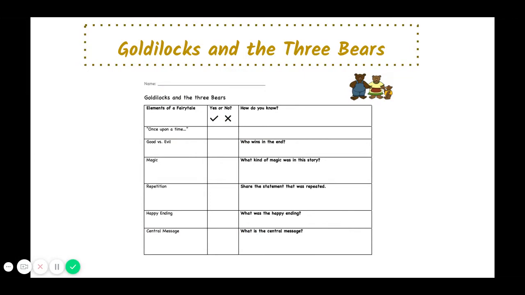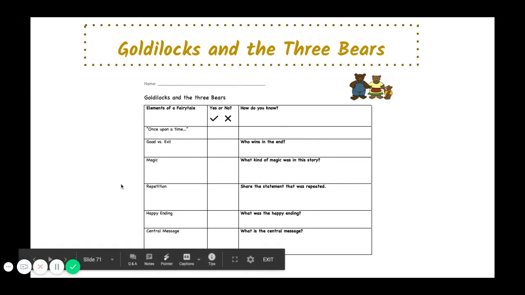So now that we've heard Goldilocks and the Three Bears, let's go back and think about the elements of a fairy tale. Pause the video here and think about what elements did you hear? So when thinking about Goldilocks and the Three Bears, I definitely heard Once Upon a Time at the beginning of the story. There was also lots and lots of repetition throughout the text.